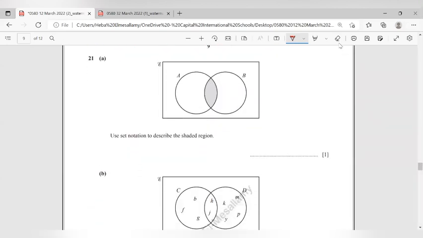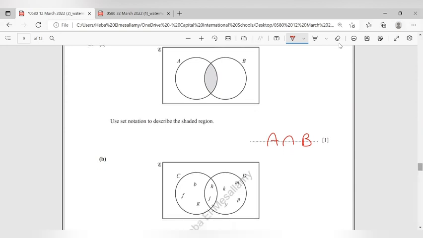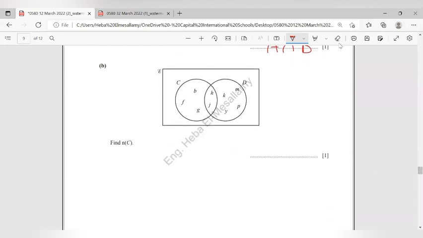Question 21, use the set notation to describe the shaded region. Of course, it's A intersection B. If all of circle A and all of circle B are shaded, so it will be union instead of intersection. Here in B, find the number of the elements in set C. N means the number of elements. So I'm not going to write B, F, G, H, J. I'm just going to get the number of them. How many elements do we have? So you are going to write here 5 elements.